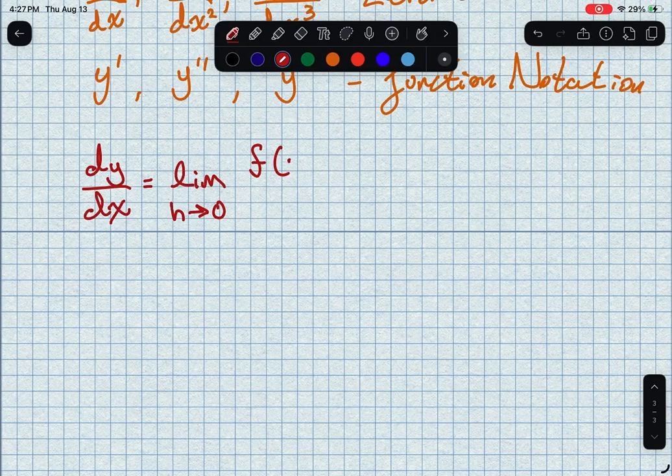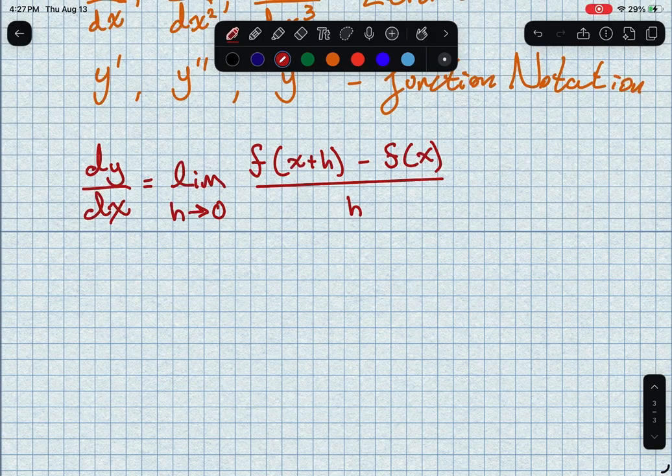The limit as h approaches 0 of f of x plus h minus f of x over h. And that's all. That's what a derivative is. That's the limit definition of derivative.